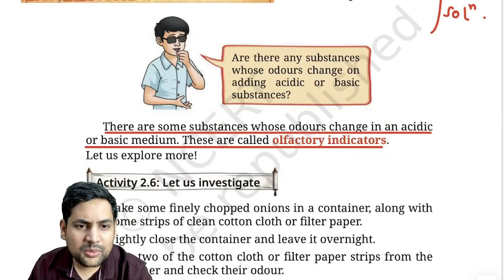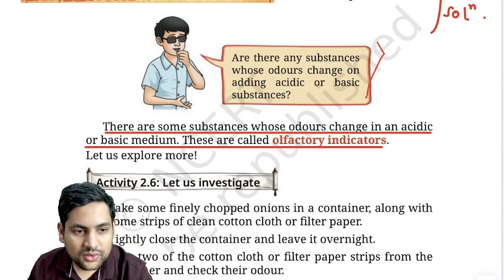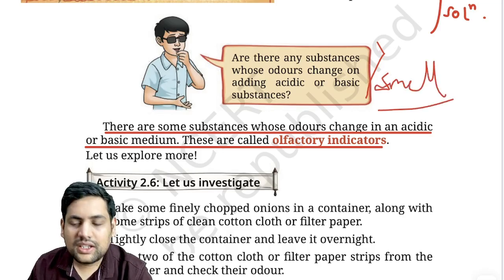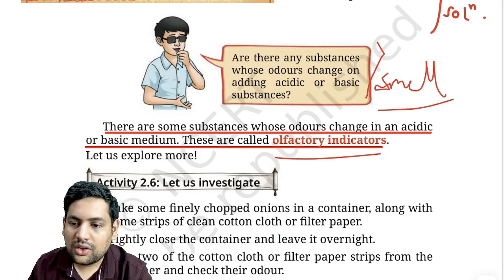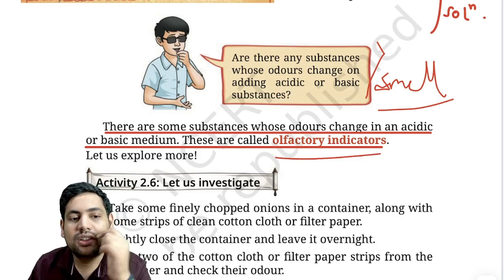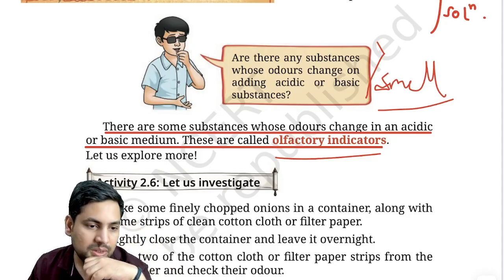Now it also talks about this. There are certain things that can change their smell based on whether they are put in an acidic thing or a basic thing. These are called olfactory indicators. What they do, basically, you can smell from their odor that they are in an acidic medium or basic medium.